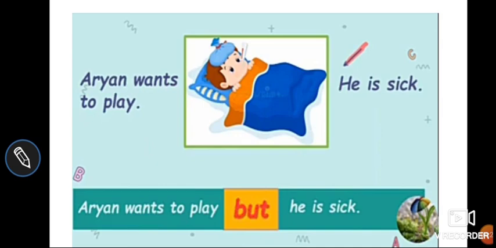Aryan wants to play. He is sick. Again, these two sentences are opposite ideas. Aryan wants to play. Can he play? No. Why? Because he is sick. So how do you combine these two sentences? Aryan wants to play, but he is sick.